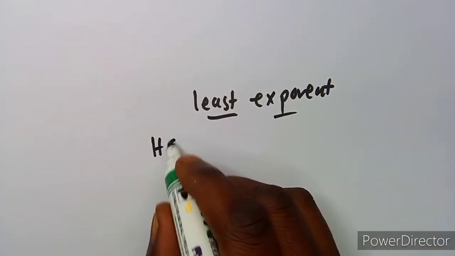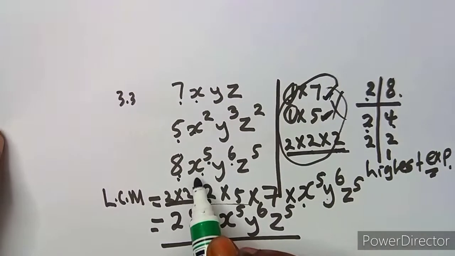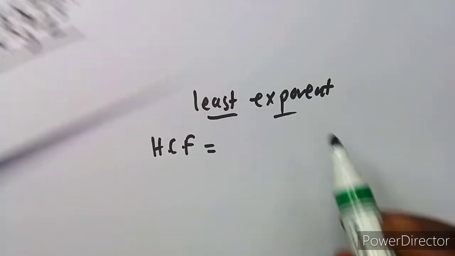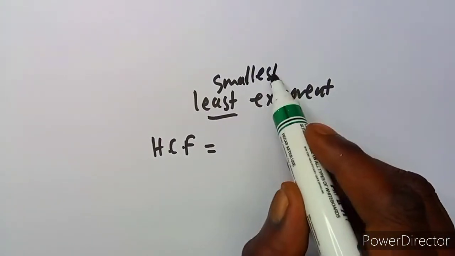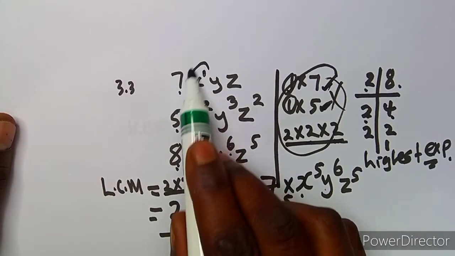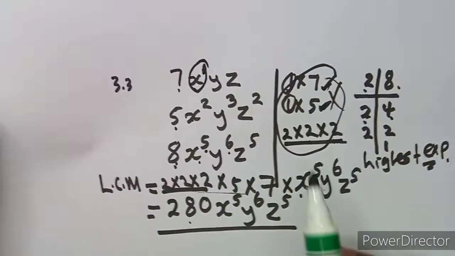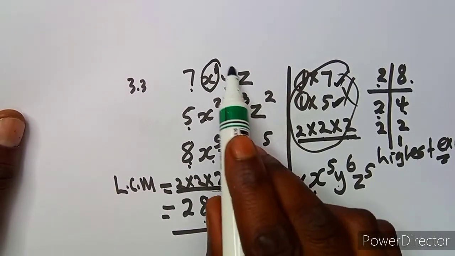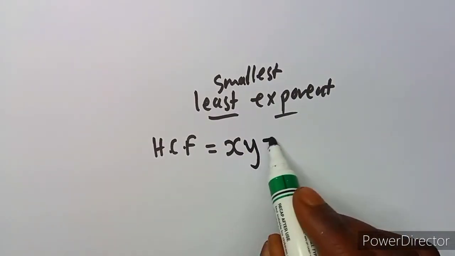So that means my HCF is going to be, in terms of x, which one is the smallest, the least? I'm referring to the smallest exponent. So the one with the smallest exponent is x to the exponent of 1, which is x. Okay, we move on to y. Which one is the smallest exponent? It is y, and also for z it's z. So it's going to be x, y, z.